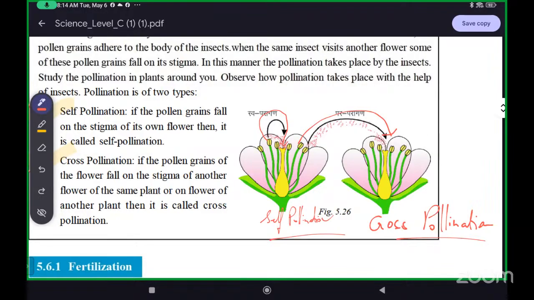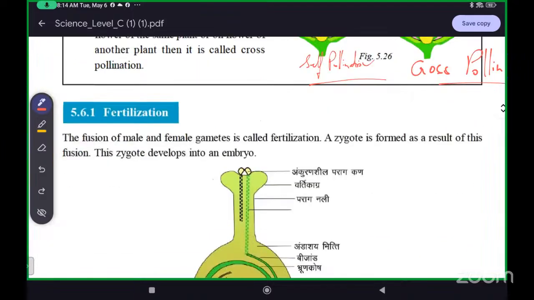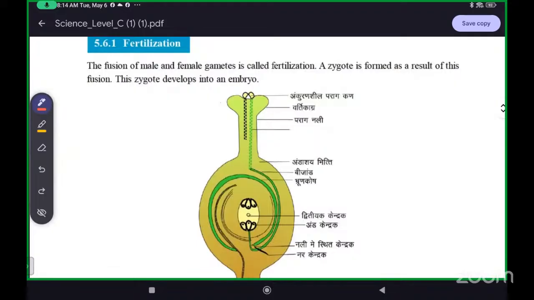Okay, so we will stop here for today, and tomorrow we will talk about fertilization in plants.